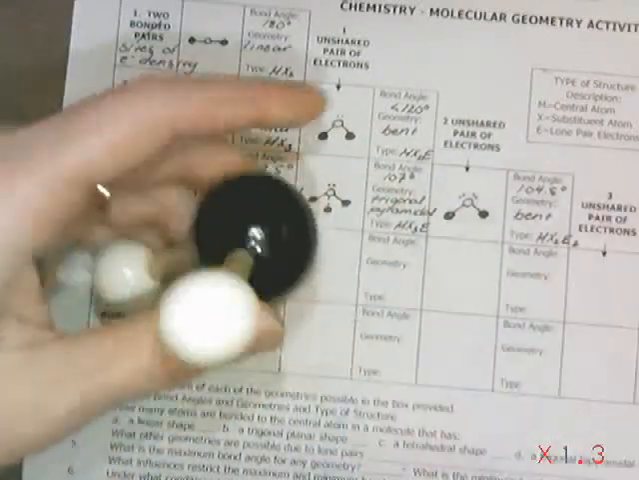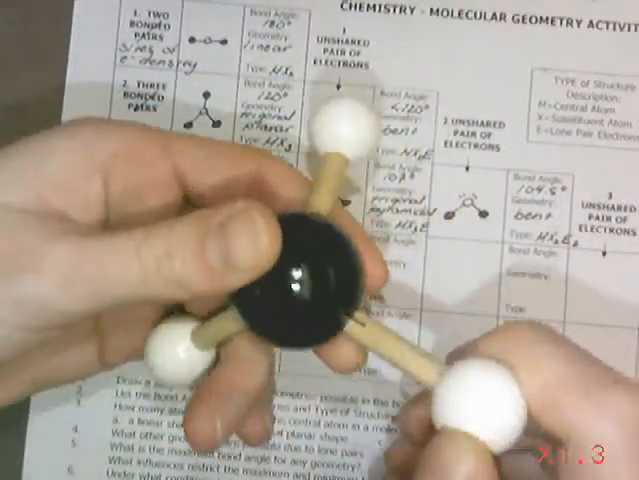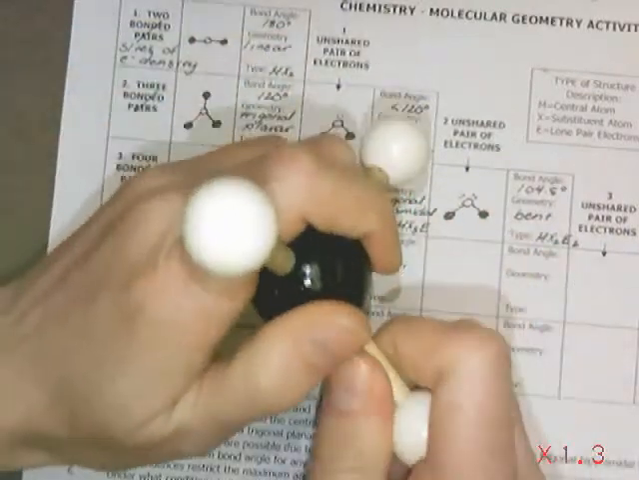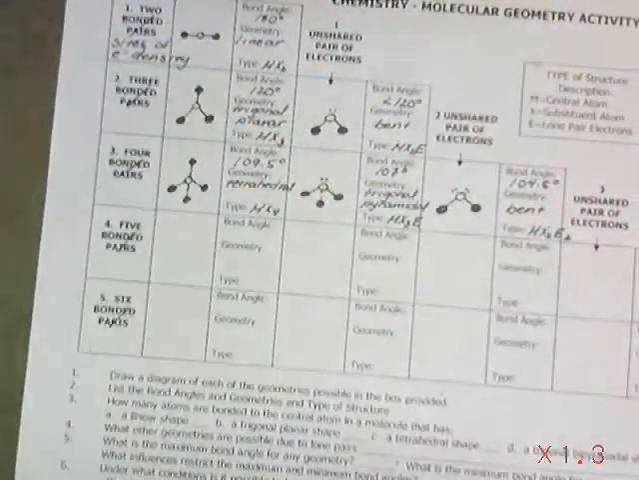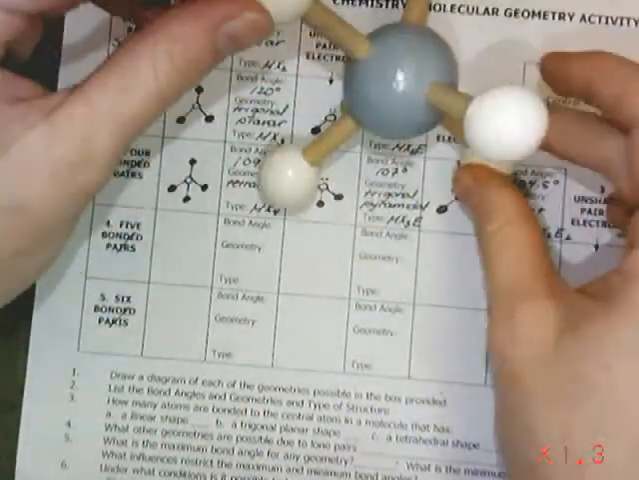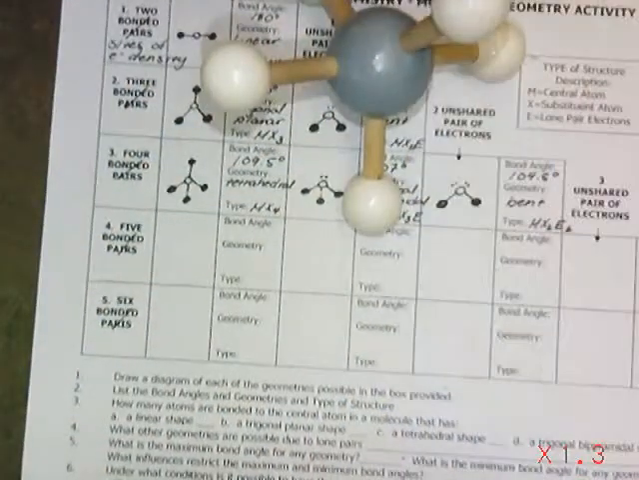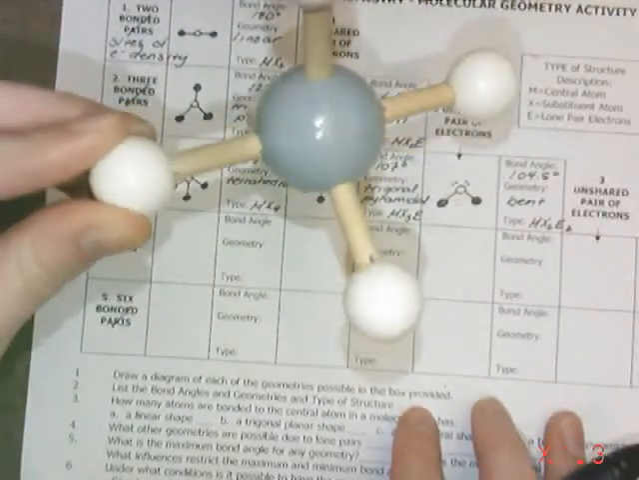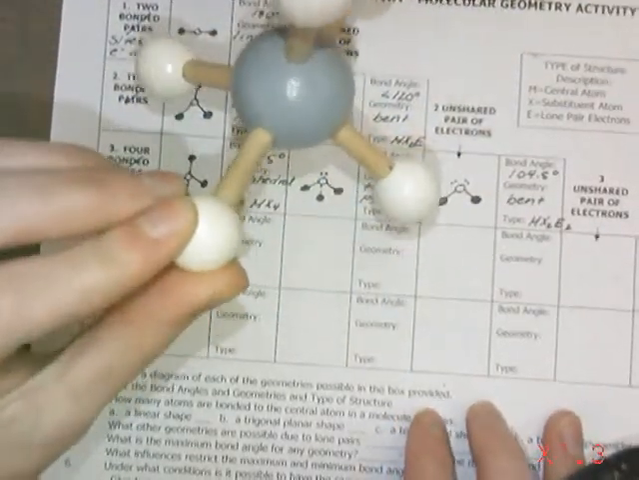Feel free when I'm passing these around to pull them apart and observe the bond angles, especially with these next two. All right, here's tetrahedron. All right, this next one, when we have 5 bonded pairs, is called trigonal bipyramidal.